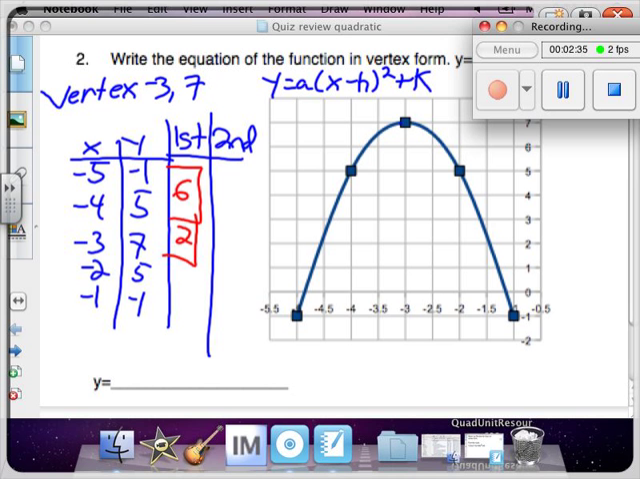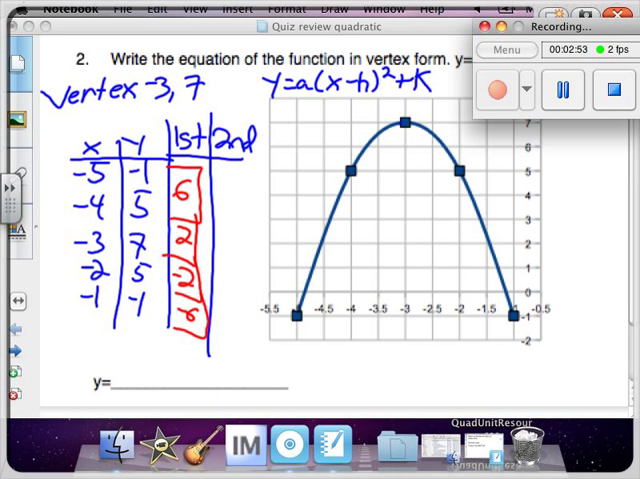How do I get from 7 to 5? Please raise your hand. Thank you. How do I get from 5 to -1? How do I get from 5 to -1? Yes, Kyle? -6.